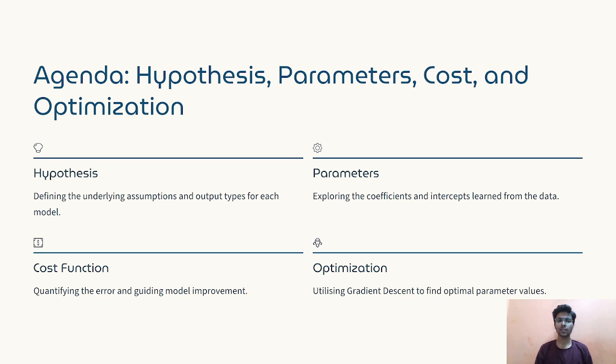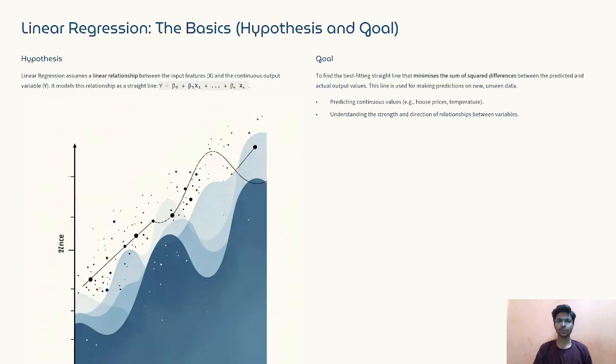Hypothesis is defining the underlying assumption and output type of each model. Parameters, exploring the coefficients and intercept learned from the data. Cost function, quantifying the error and guiding the model improvement. And optimization, utilizing gradient descent to find optimal parameter values.